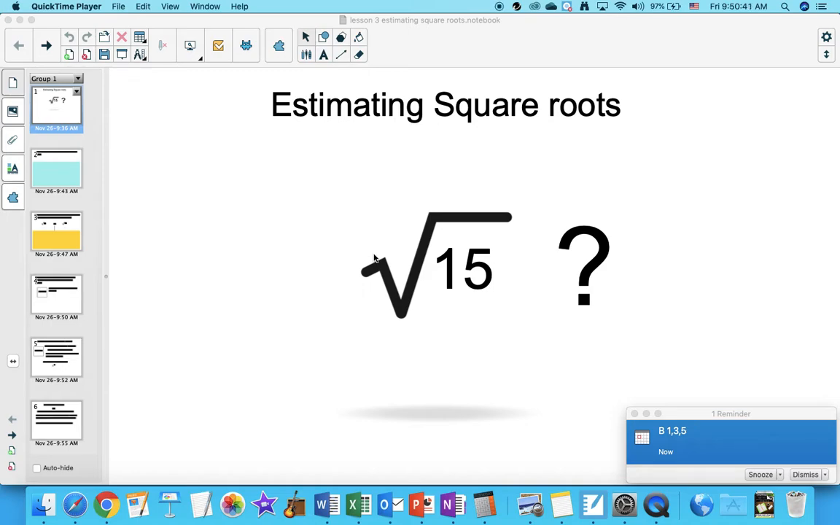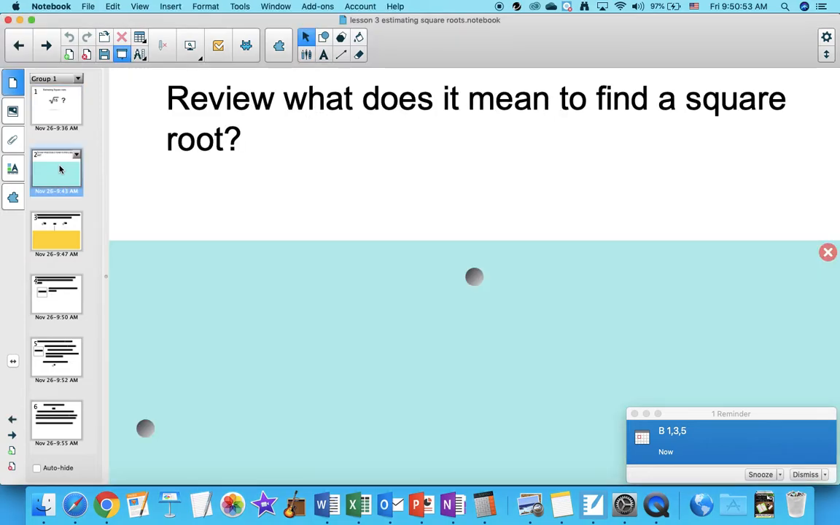You're watching the third lesson on squaring numbers and square roots. In this lesson, we're going to talk about finding the square roots of numbers that aren't perfect squares, or at least estimating them. So, what does it mean to find a square root? This is going to be a bit of review.